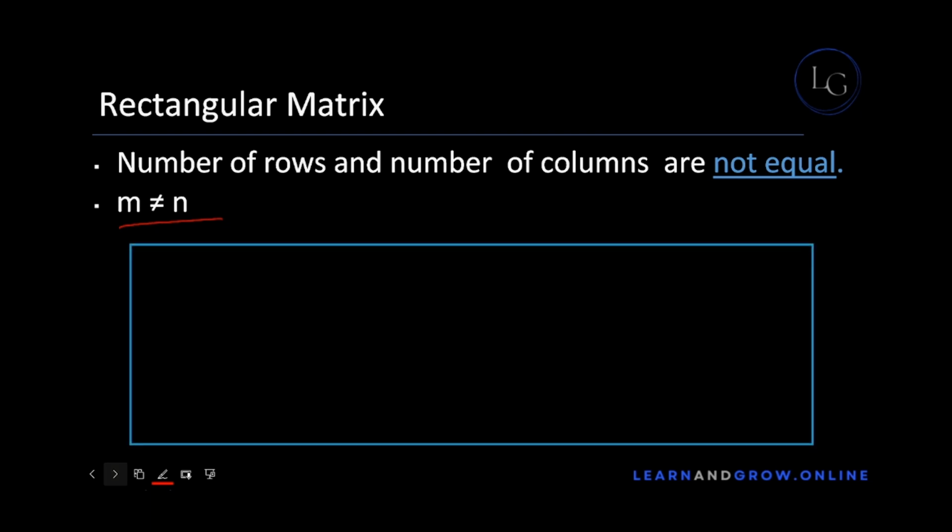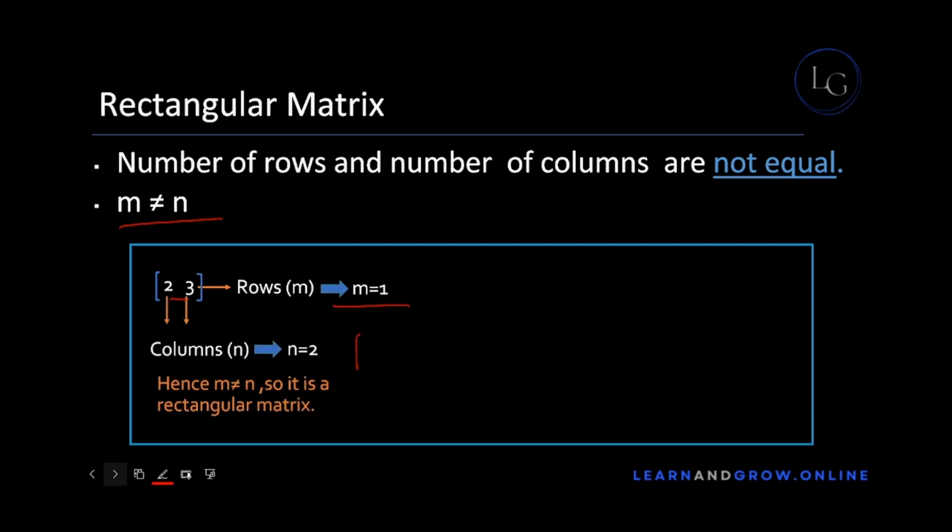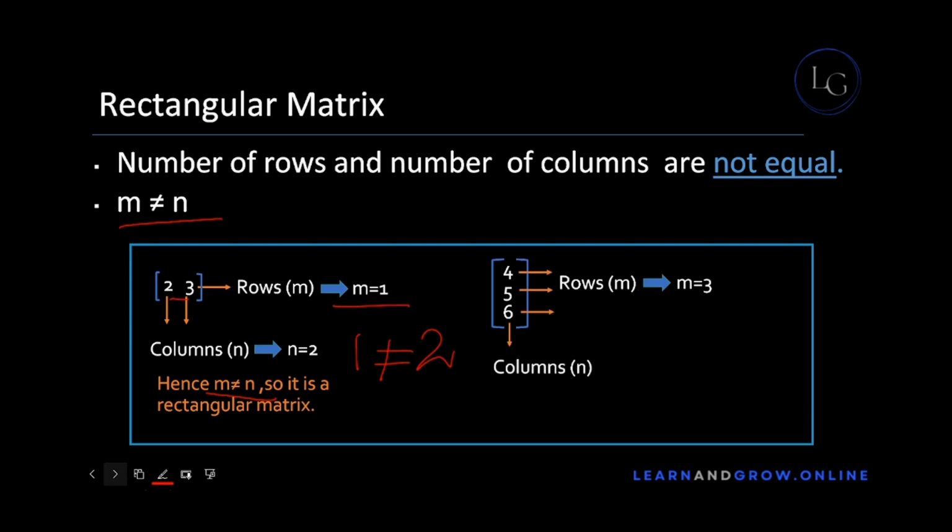Let's take a look at an example. Over here we have 2 entries enclosed by a pair of brackets. We will see how many rows and columns we have. There is only one horizontal line, so we only have 1 row. And there are 2 vertical lines, so we have 2 columns. Since 1 is not equal to 2, M is not equal to N, so we will say that this is a rectangular matrix. In this next example, we have 3 rows and 1 column. 3 is not equal to 1, so this is a rectangular matrix as well.